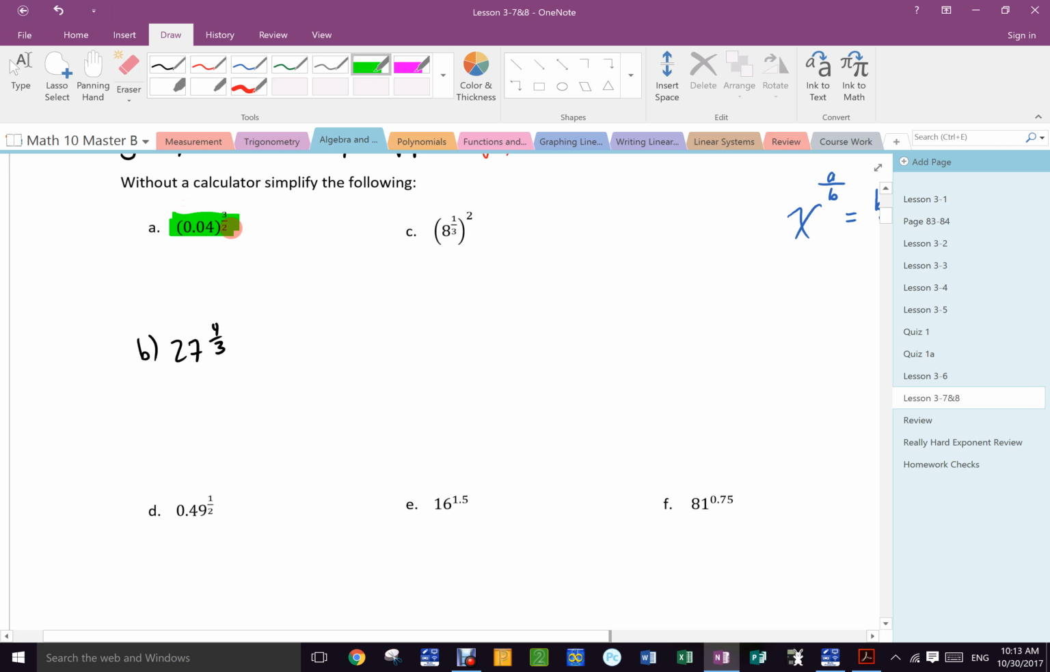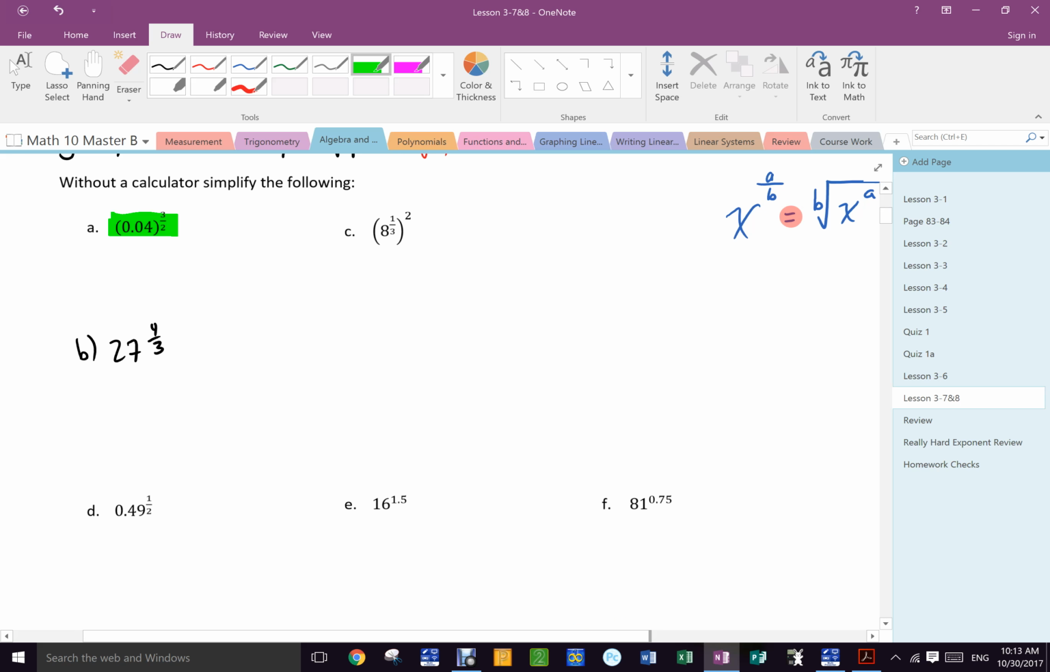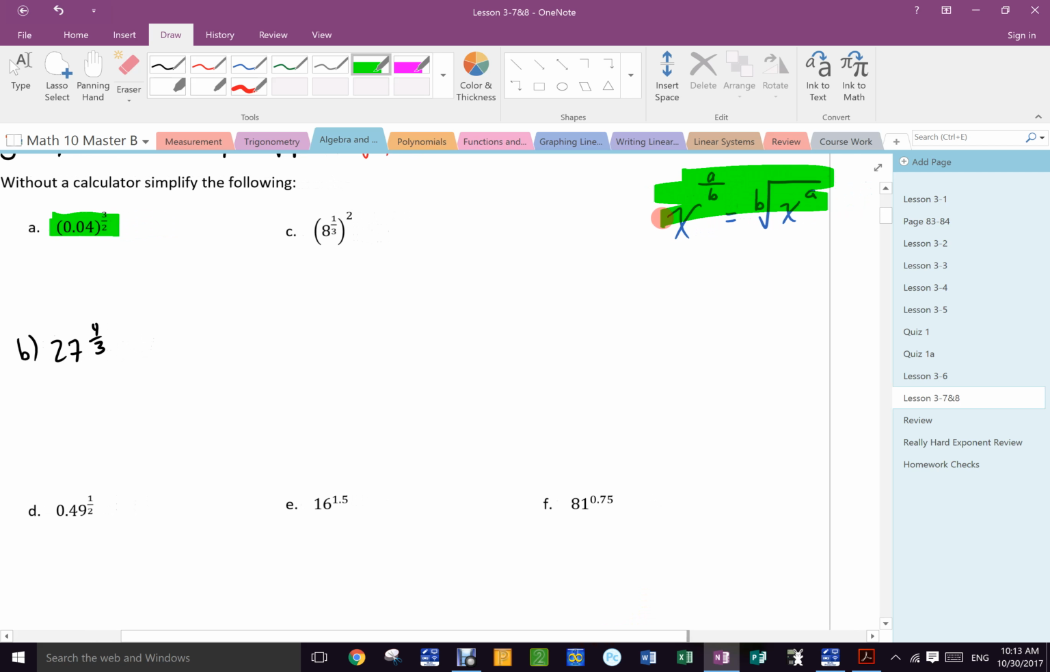So, knowing what we know, does this, even though it's a decimal and yucky, look very similar to this? It's a base with an exponent, yeah? The denominator of the exponent becomes the index. So it's a square root, yes? Of what? 0.04, right? Which is the same as 4 over 100, correct? Everybody with me? And all of that is to what power?